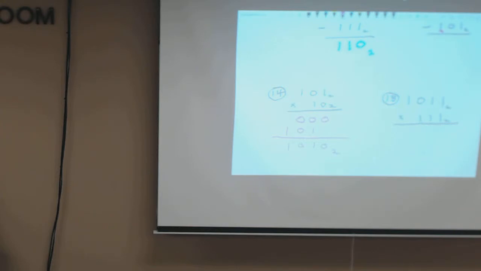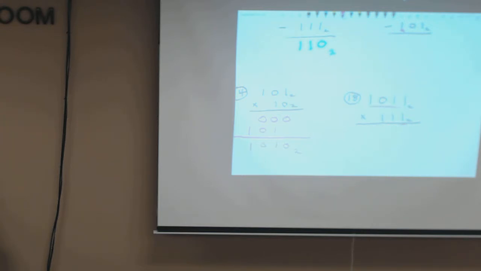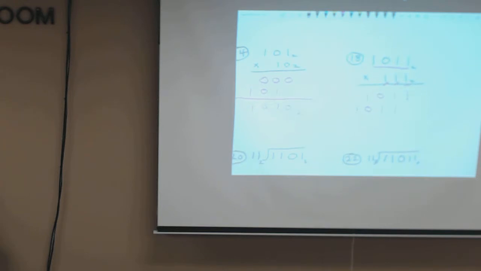Let's do number 18. Okay, let's do this one first. What's 1 times this whole thing? 1 0 1 1. What's 1 times this whole thing? 1 0 1 1. Everybody follow what I'm doing? What's 1 times this whole thing? 1 0 1 1. Draw my line and add.